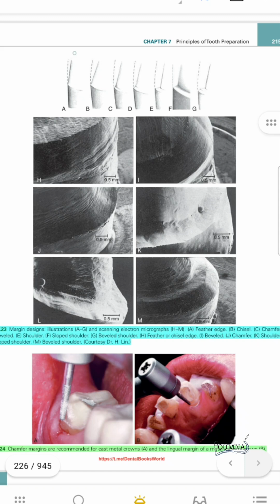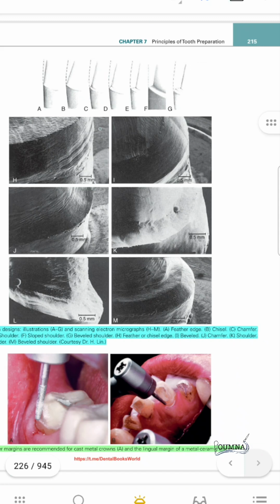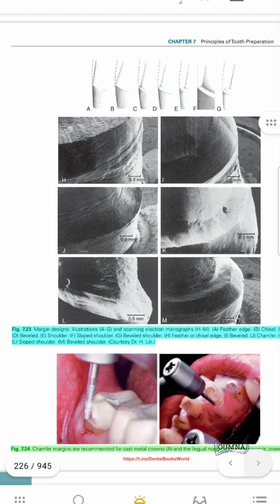This, number A, is the feather, C is the chamfer, and D is the beveled, E is the shoulder, F is the sloped shoulder, and G is the beveled shoulder.